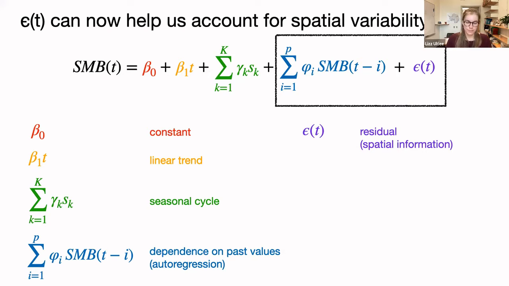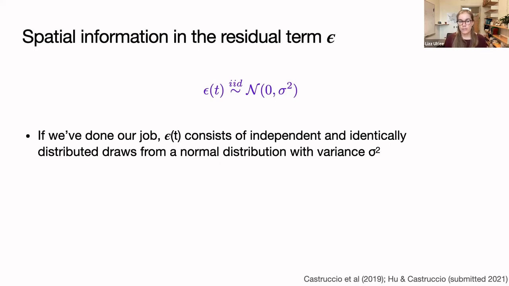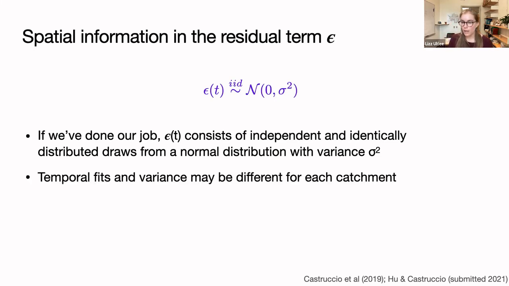So we can find spatial information that's available and use the residual term epsilon to generate it. Following methods by Castruccio and Hu and Castruccio, we're able to use the residual term epsilon to generate a spatial interdependence among catchments here. So if we've done our job, this residual term epsilon t consists of independent and identically distributed, IID, draws from a normal distribution with some variance sigma squared. The temporal fits and the variance could be different for each catchment.